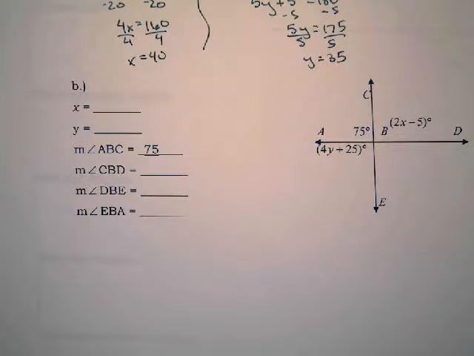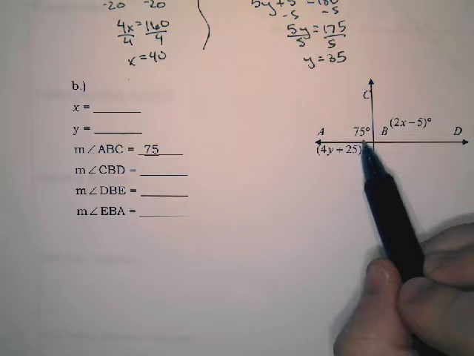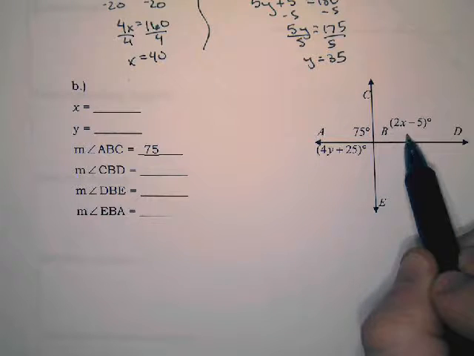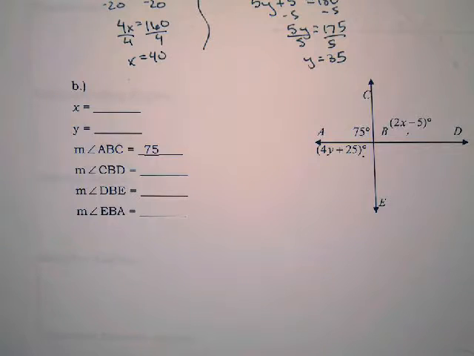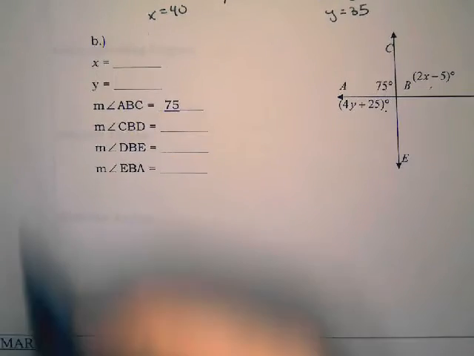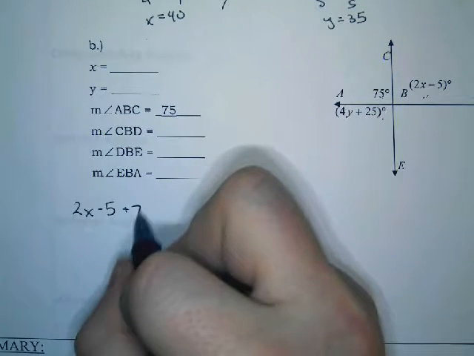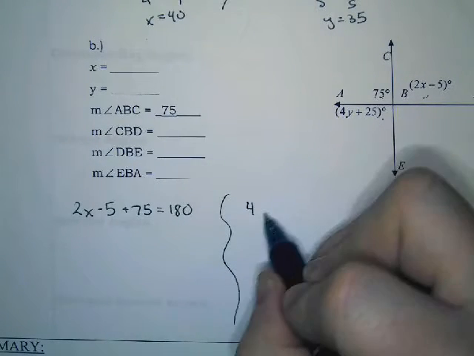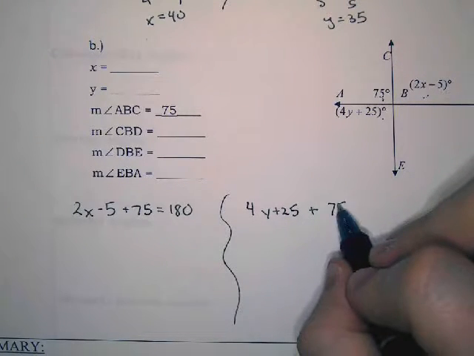For me, what I see is that my best method is going to be to use supplementary angles. I'm going to use angle ABC plus CBD, adding these two angles equals 180. Then I can add these two angles to equal 180, and that'll help me find x and y. So let's do that. I have 2x minus 5 plus 75 is equal to 180. There's my first equation. And my second equation would be 4y plus 25 plus 75 is equal to 180.